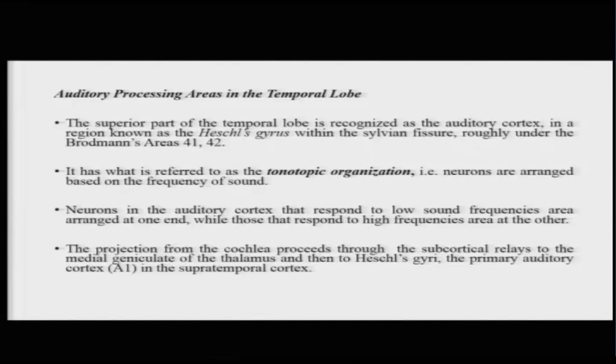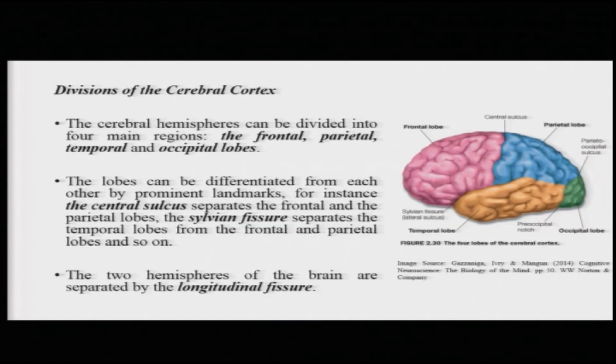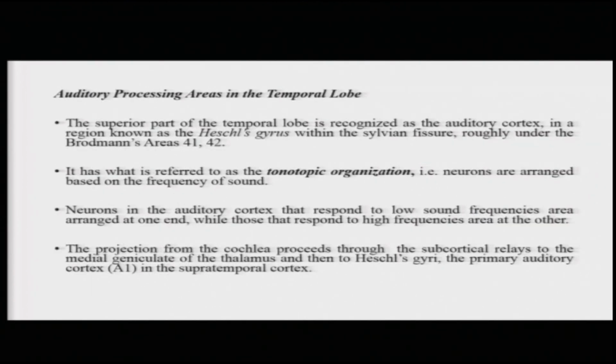We've talked about the occipital lobe, we've talked about the frontal lobe, we've talked about the parietal lobe. We can also talk now about the temporal lobe. The temporal lobe is just above your ears, this region here. This region is mainly concerned with the processing of auditory information, and it includes Heschl's gyrus, which is within the sylvian fissure, and roughly Brodmann's areas 41 and 42 mark its boundaries here.